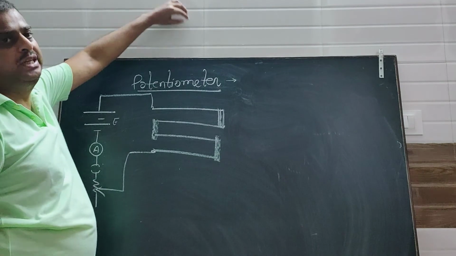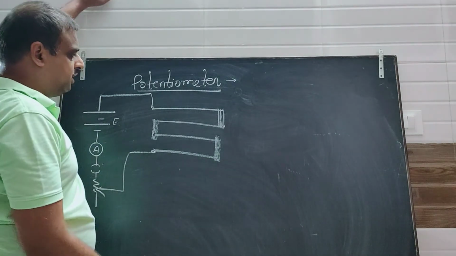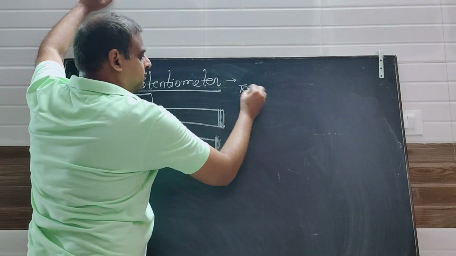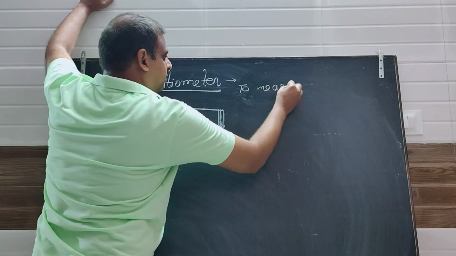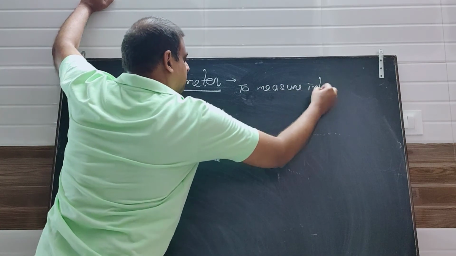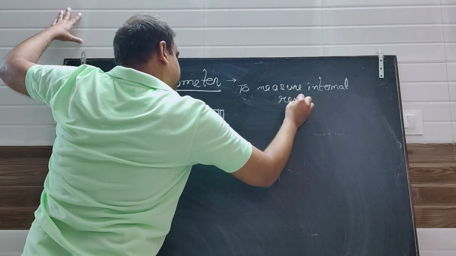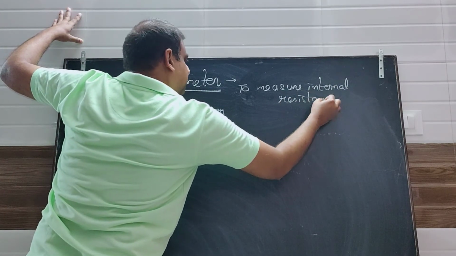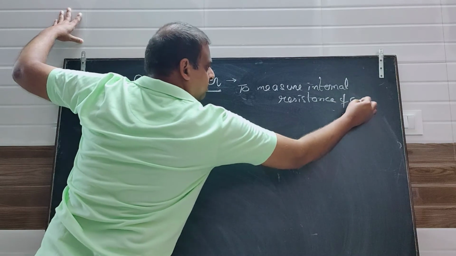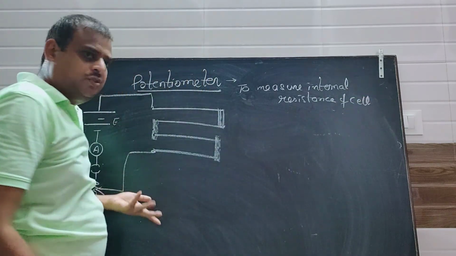We have two applications of it. First application is to measure internal resistance. Internal resistance of which? Internal resistance of the cell. That is very difficult.